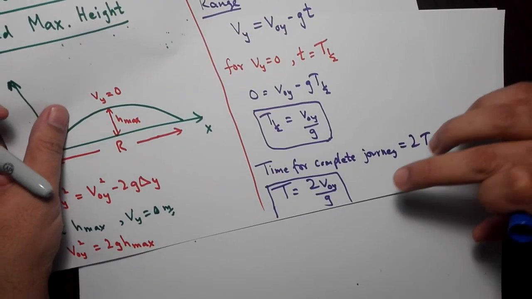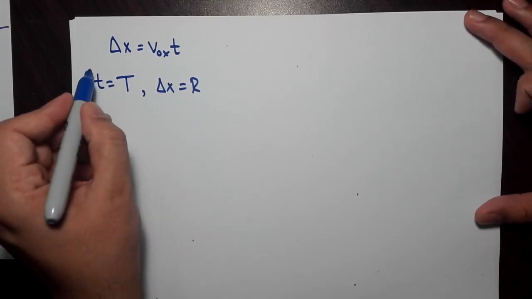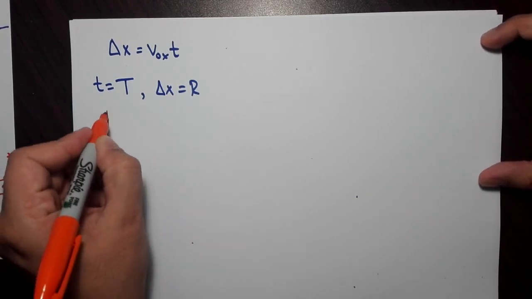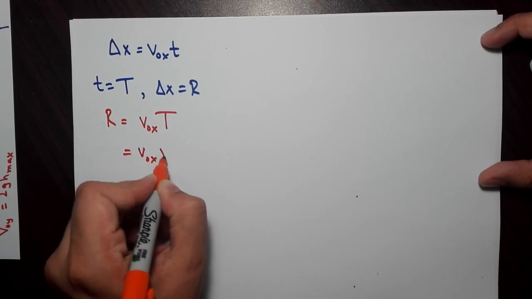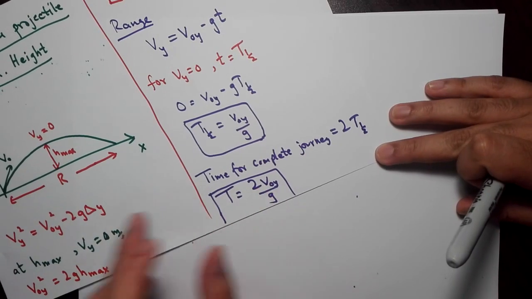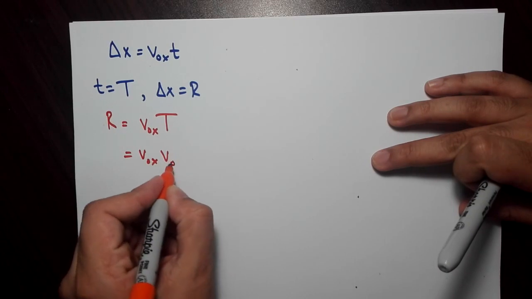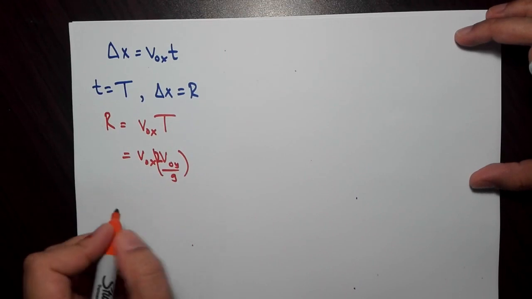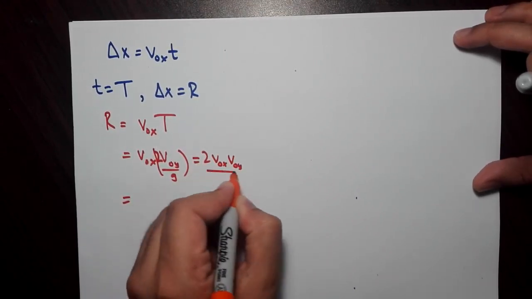And capital T is 2 v naught y over g. So let's do that. You're plugging that into the above equation. So you get r equals v naught x capital T. Let's plug in capital T equals this. Capital T is 2 v naught y over g. So you get 2 v naught x v naught y over g.